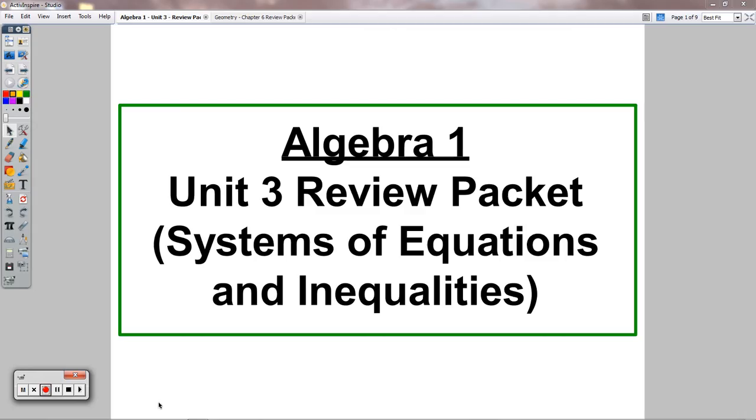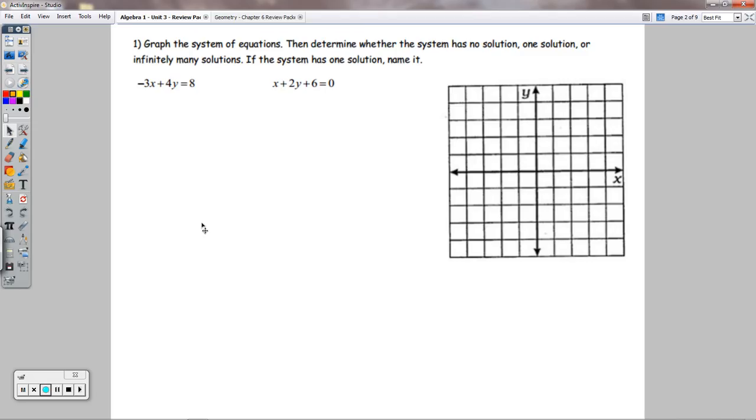Hey everybody, welcome to the Unit 3 review packet for Algebra 1. We're talking about systems of equations and inequalities in this review packet. Let's get to the problems here.